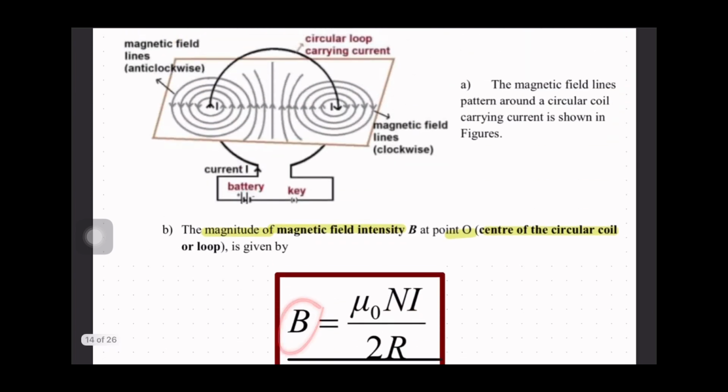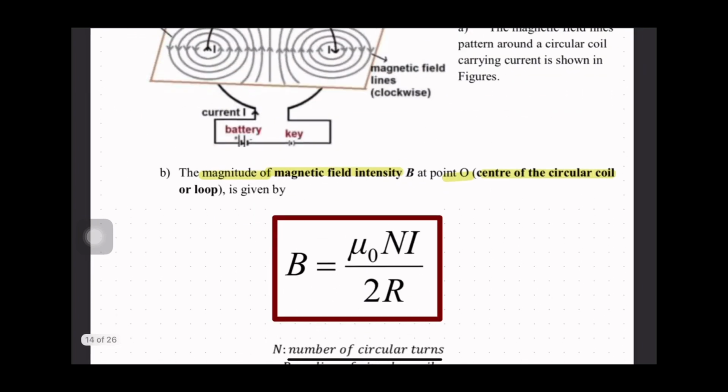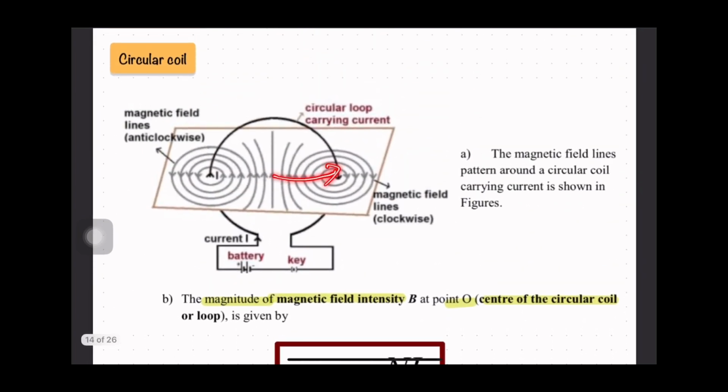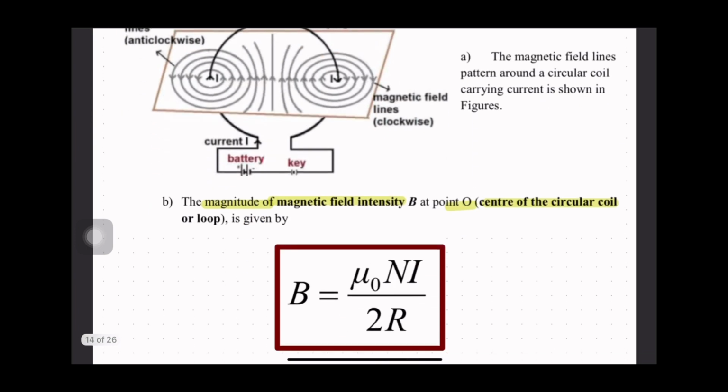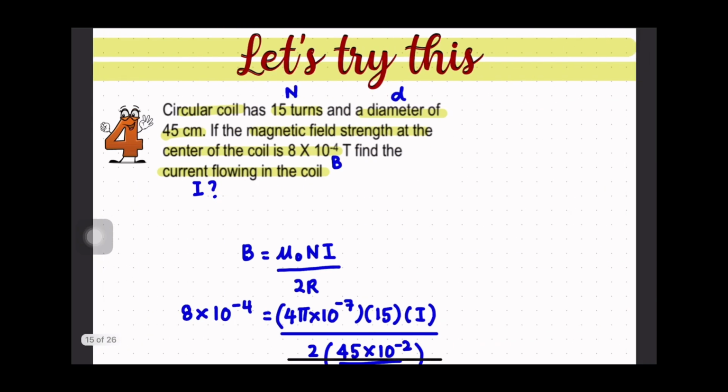So B is the magnetic field intensity. This is the radius, not the diameter, right? So radius means here. Okay. Alright. So let's try this.